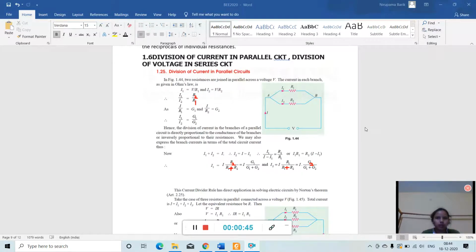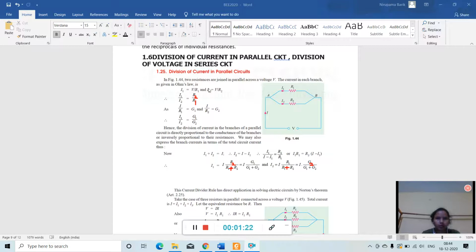So division of current in parallel circuit, division of voltage in series circuit. So first we will discuss division of current in parallel circuit. So see, this is one parallel circuit diagram. Here supply voltage is V, total current flowing through the circuit is I, and one resistance is R1 and another resistance is R2. These two resistances are joined in parallel, and current in each branch is given here. That is, in the R1 branch it is I1, in the R2 branch it is I2.